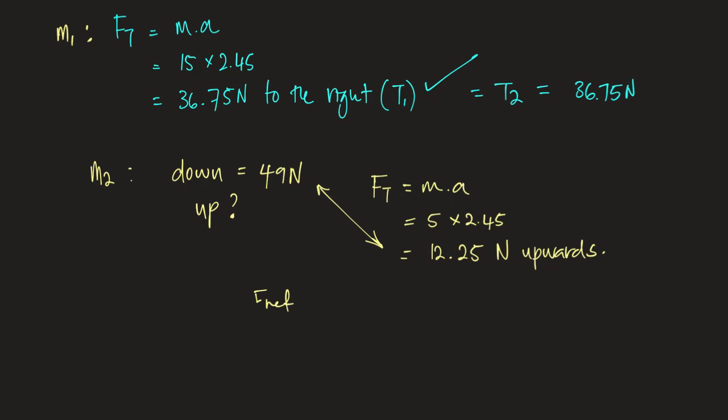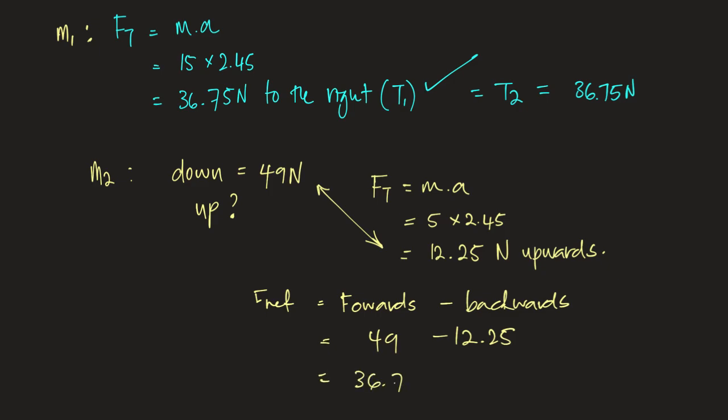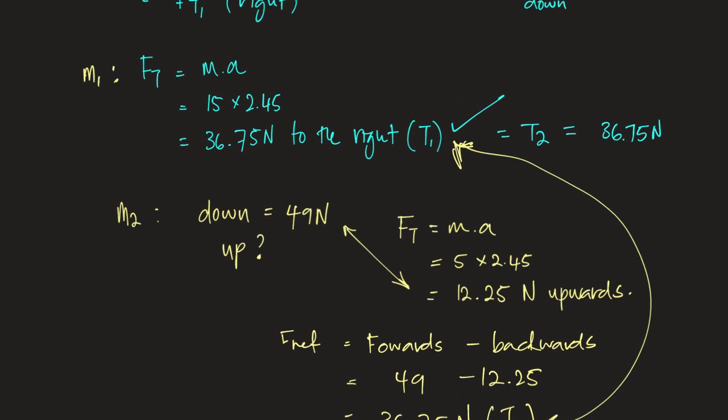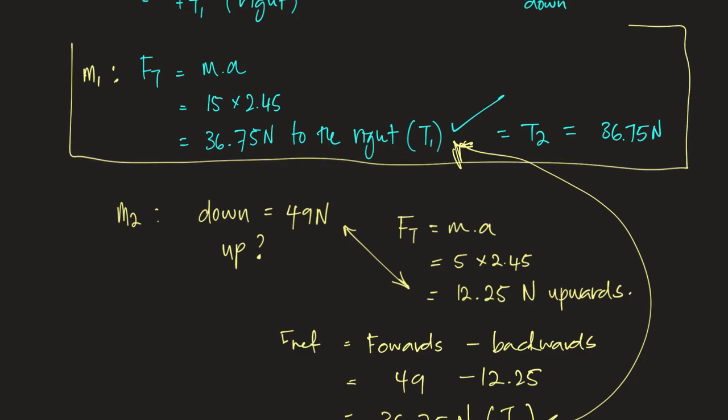Now I've got two opposing forces, and remember what I said about F net. F net is going to be equal to forwards minus backwards. And my forward force here is 49, and my backwards force is 12.25, and that should give me 36.75 newtons, and that is T2. And look, those values match.